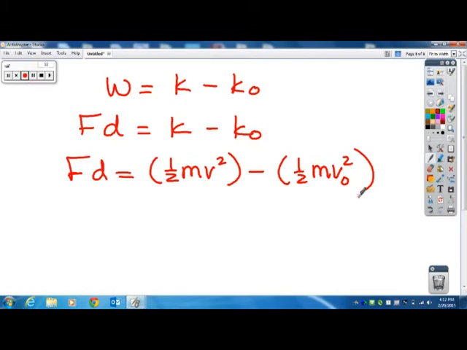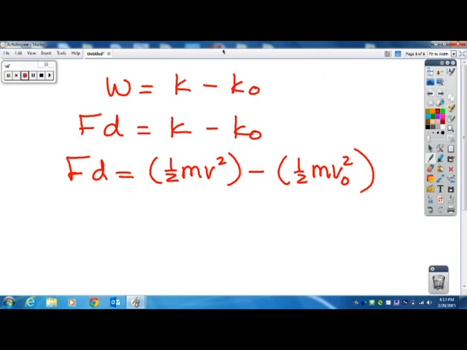So this basically is called your work kinetic energy theorem. It connects the idea of work to kinetic energy. Remember to keep an eye on your units. Your mass should always be in kilograms, your velocity should always be in meters per second, your displacement should always be in meters, and your force should always be in newtons.